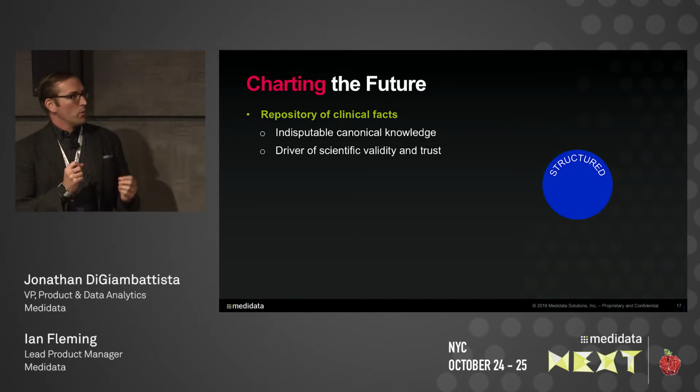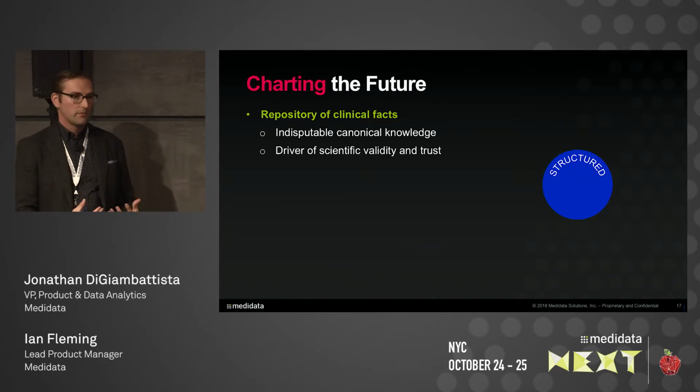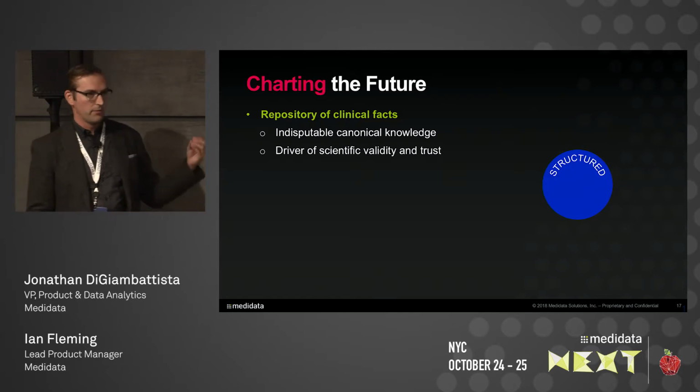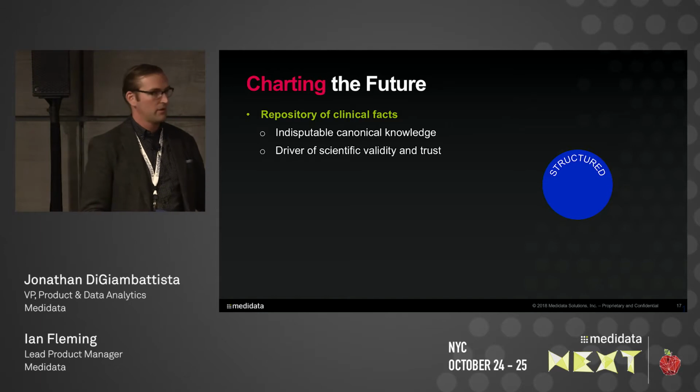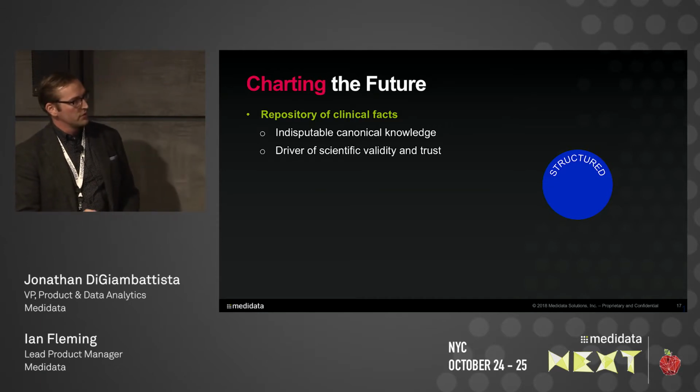We want to start first with what we know to be fact, right? So for example, blood pressure is made up of diastolic blood pressure and systolic blood pressure. That's a medical fact, right? I can talk to any medical doctor pretty much anywhere in the world and they can all agree on that. So that becomes something we can structure and put as a fact in the knowledge graph, right? And it's also a driver of that validity and trust.